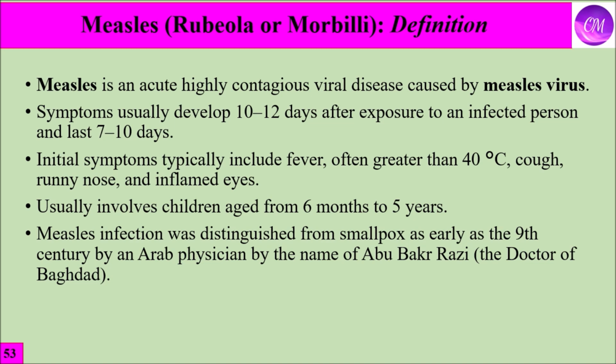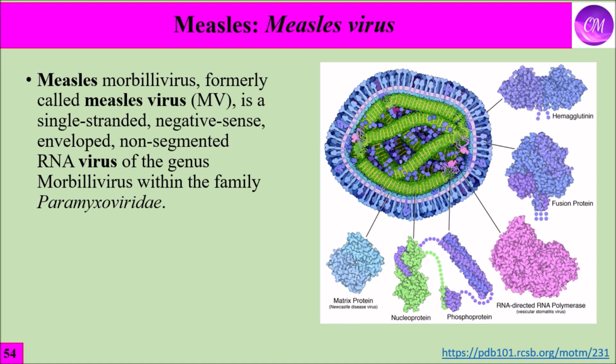Measles infection was distinguished from smallpox as early as the 9th century by an Arab physician by the name of Abu Bakr Razi, the doctor of Baghdad. Measles morbillivirus, formerly called measles virus, is a single-strand negative sense enveloped non-segmented RNA virus of the genus Morbillivirus within the family Paramyxoviridae.